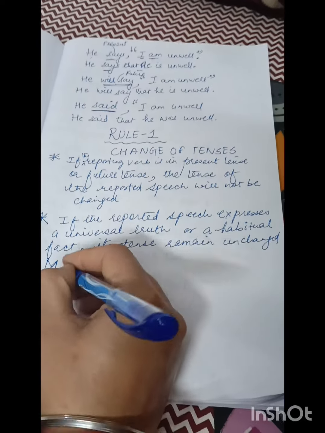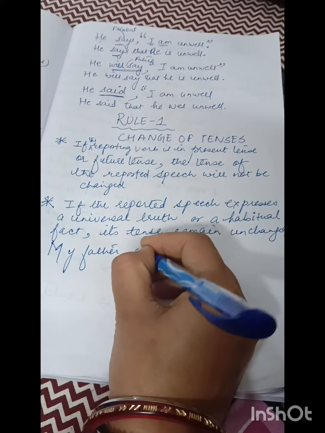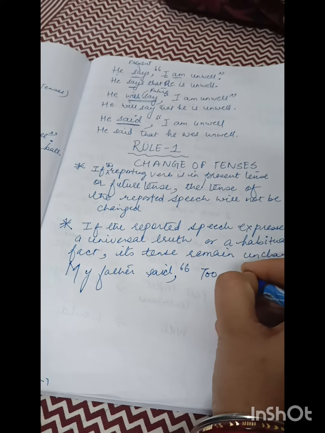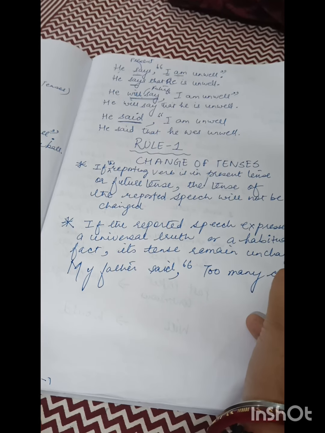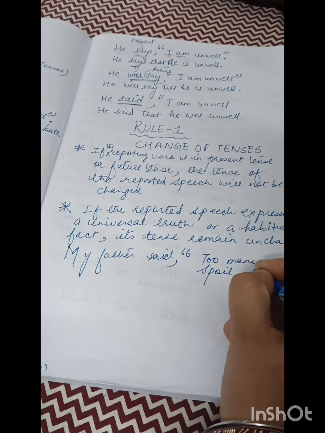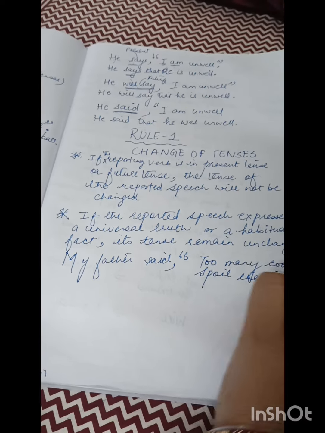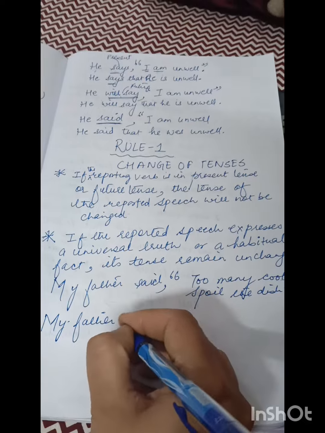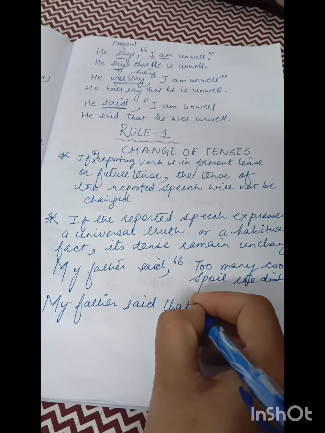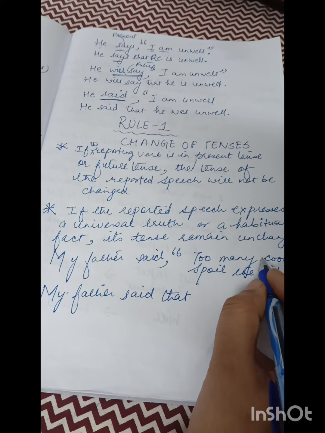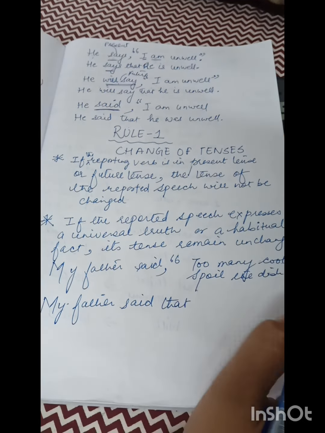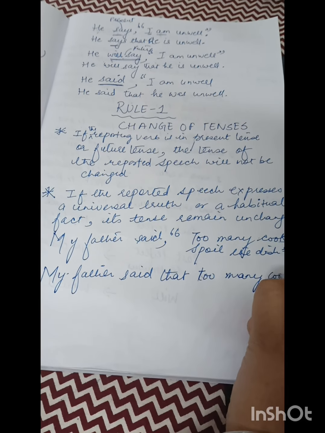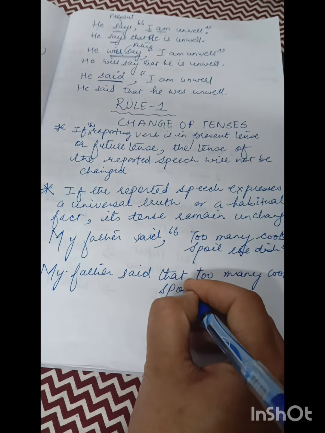For example, my father said, "Too many cooks spoil the dish." So now when I change it into indirect speech, I will write it like, my father said that too many cooks spoil the dish. The sentence of the reported speech will remain the same. You will not change the tense here.